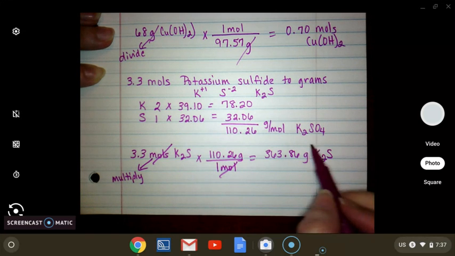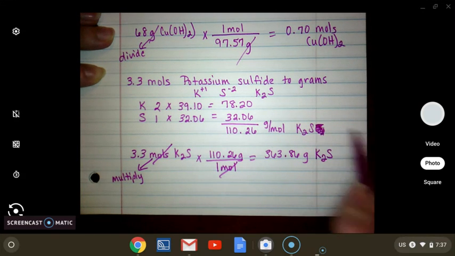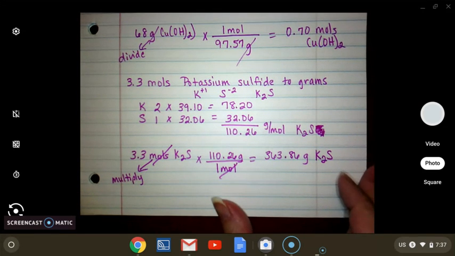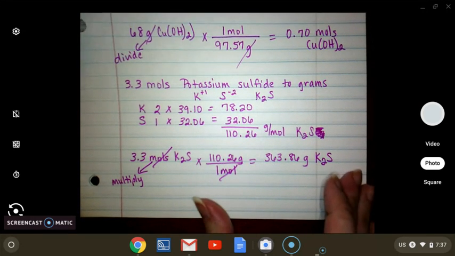K2S. And I just noticed where I messed up right here. It's not SO4, it's S. So I apologize for that. But we did figure this out correctly.